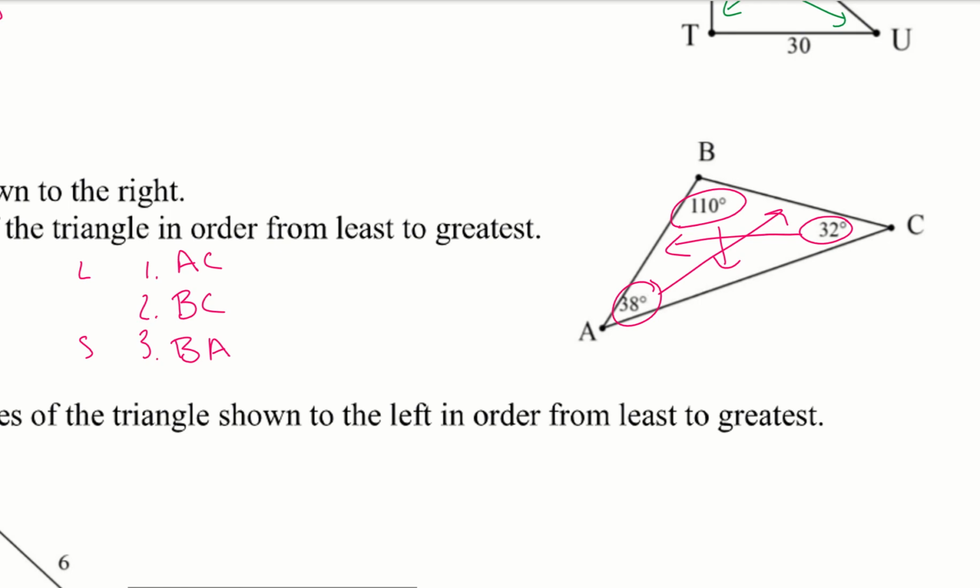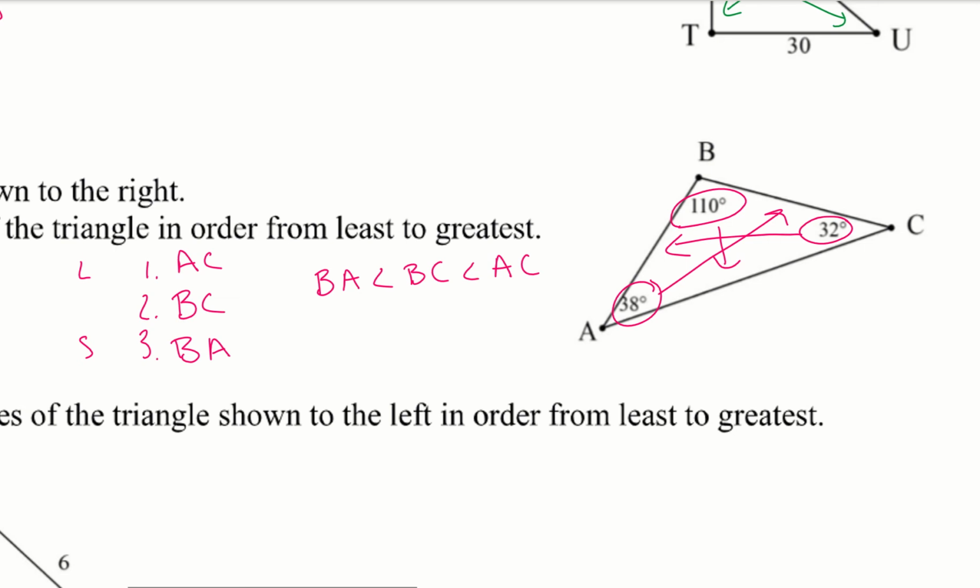Another way we can do this would be BA, BC, and AC. Oh, and I guess it did say least to greatest. I definitely went largest to smallest. I apologize about that. So that would just be the other way around, from smallest to largest.